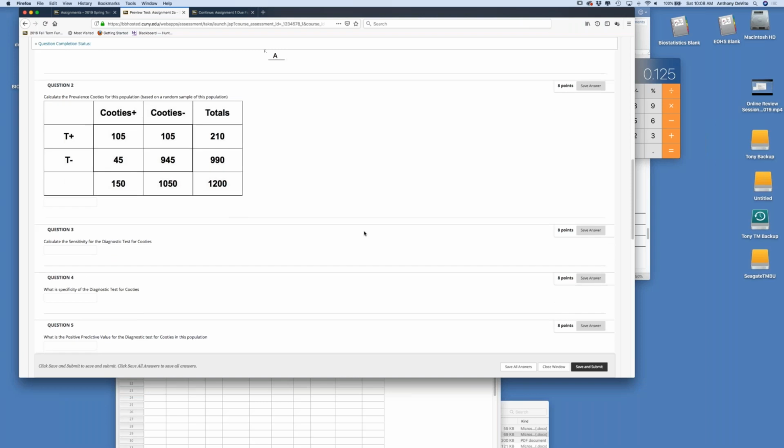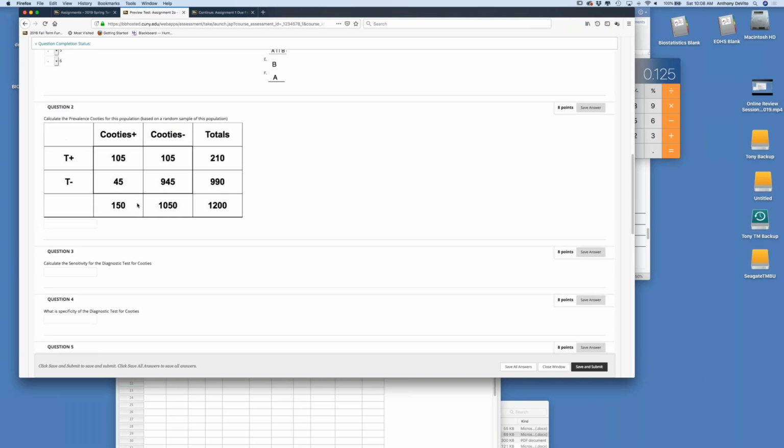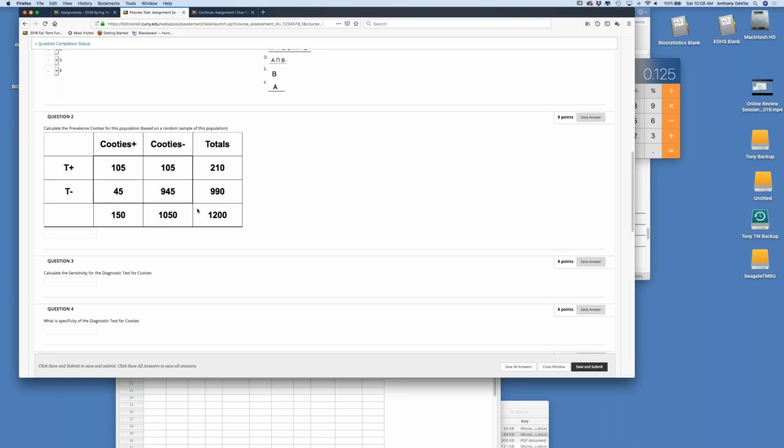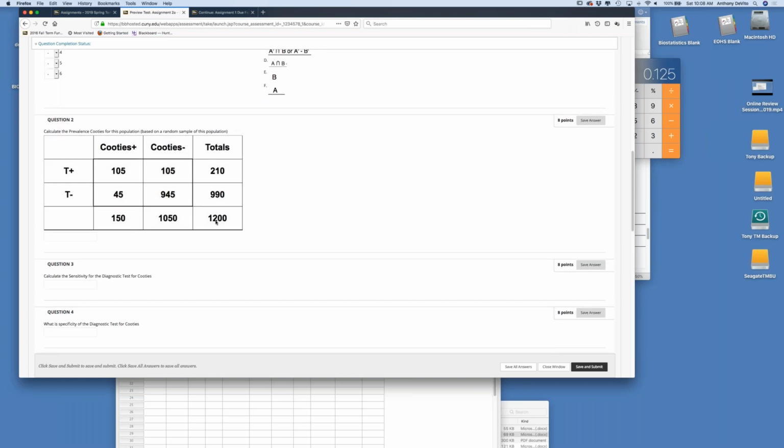Specificity is how good the test is at predicting people that don't have the disease. So in this situation, the prevalence, 150 out of 1,200 people have the disease. 1,050 do not have the disease. So if the specificity of this test is 90%, it means that when we test those people that don't have the disease, 90% of the time we'll get it right. In other words, we'll get a negative test. That's where that 945 comes from.